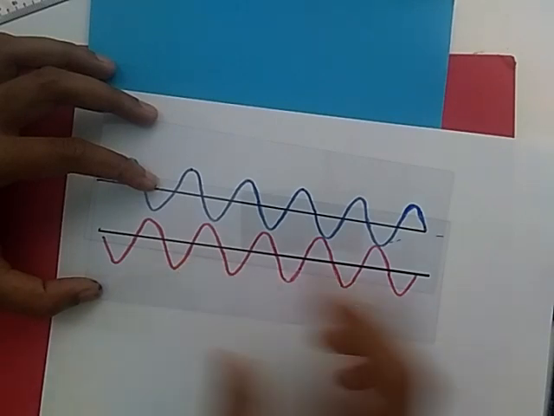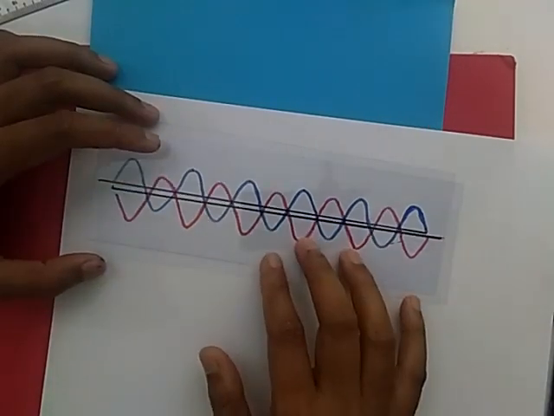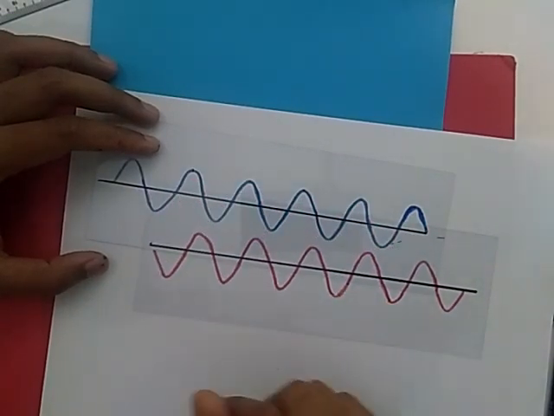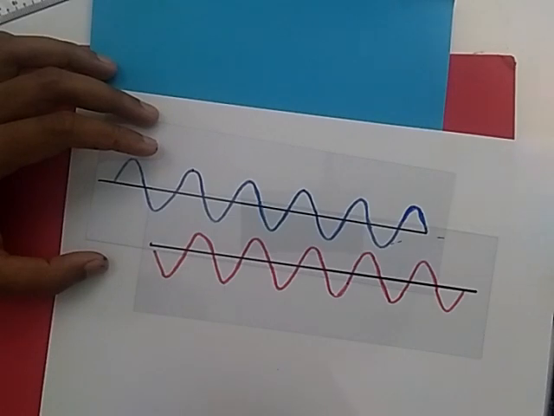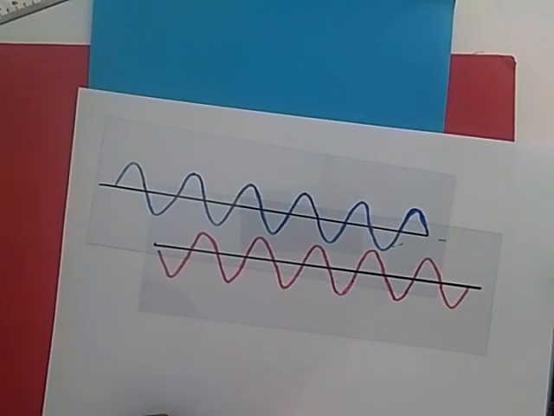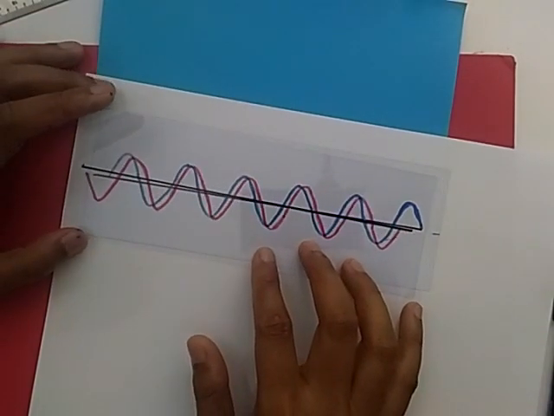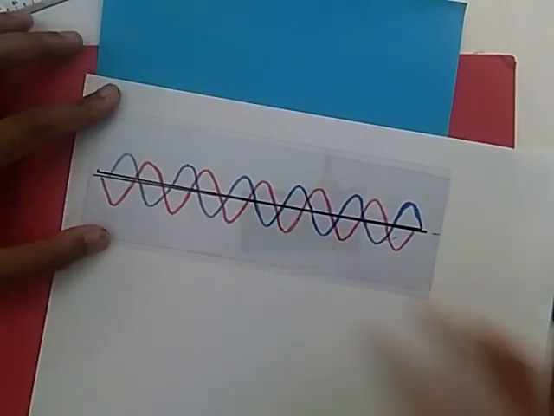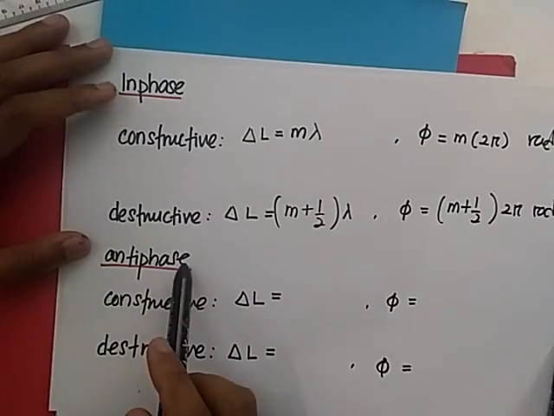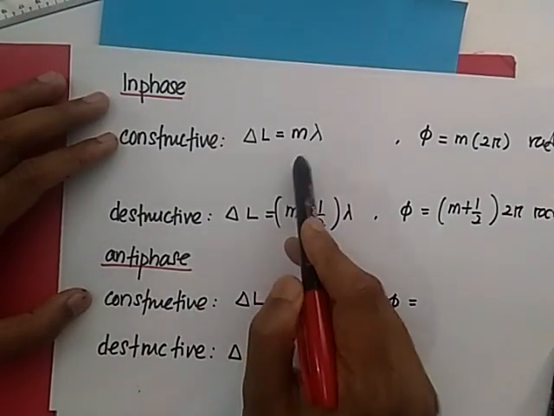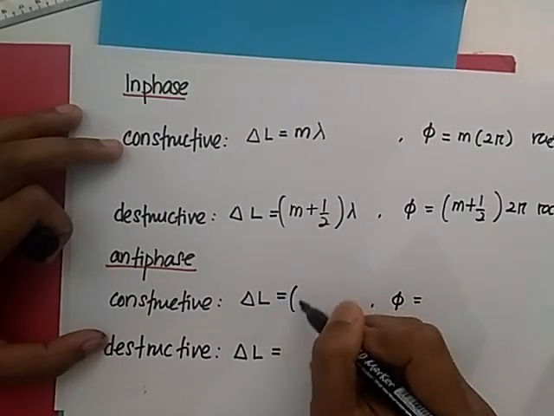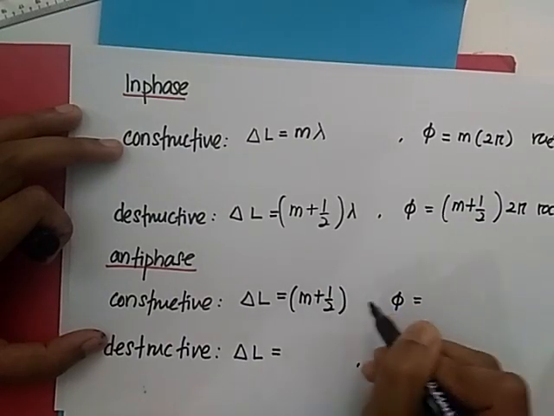Atas 5.5, bawah 5.5. So delta L 0. Atas 5.5, bawah 4.5, delta L lambda. Okay, so kita nampak beza dia lambda. So dalam kes ini sebenarnya bagi konstruktif dan destruktif dia punya condition dia terbalik. Okay, dengan in phase. So bagi two sources that are antiphase, for constructive interference dia bukan M lambda. Delta L bagi constructive interference antiphase is M plus half lambda.